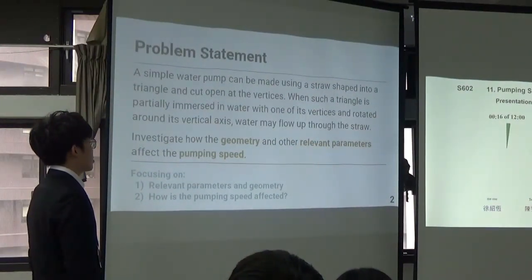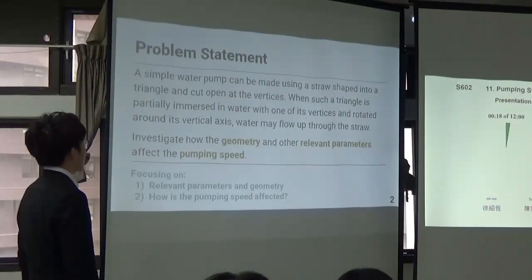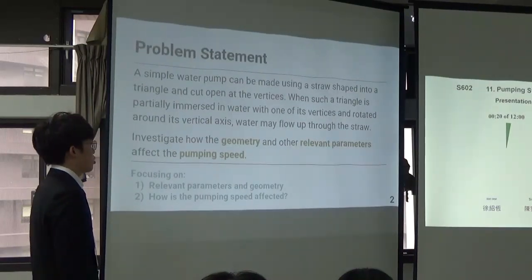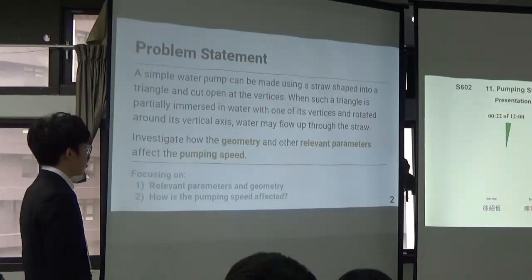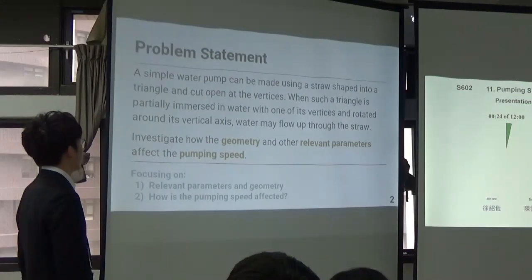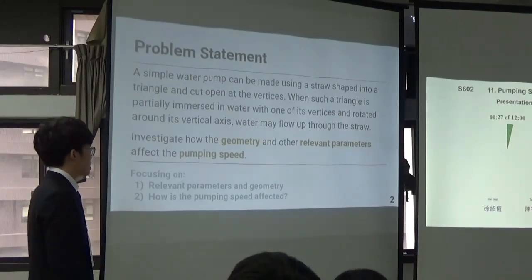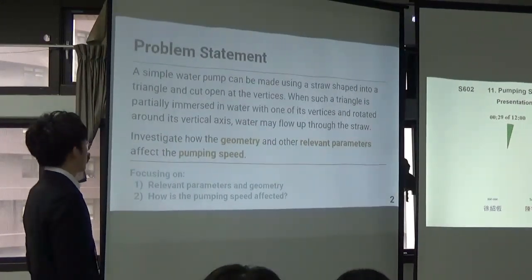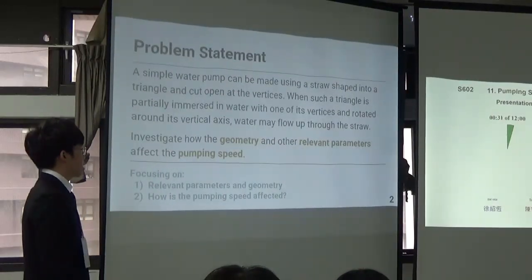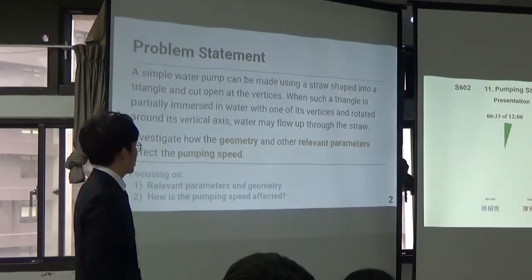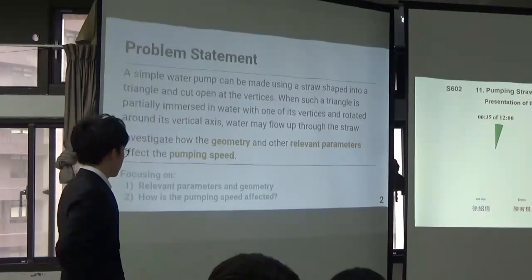A simple water pump can be made using a straw shaped into a triangle and cut open at the vertices. When such a triangle is partially immersed with water with one of its vertices rotated around its vertical axis, water may flow up through the straw. And we're going to investigate how the geometry and other parameters affect the pumping speed.